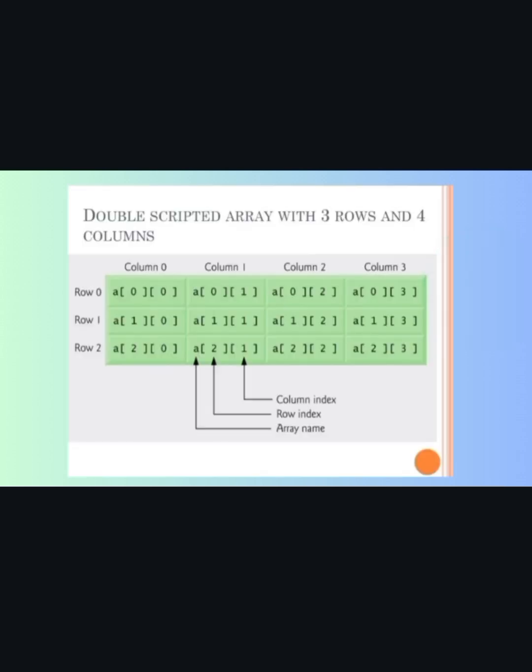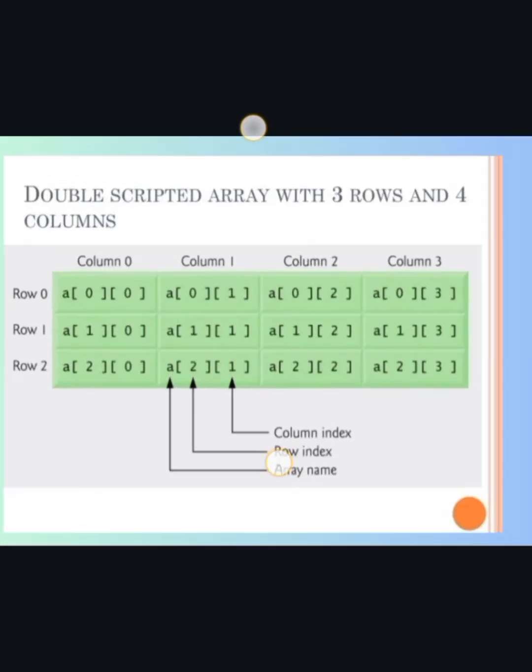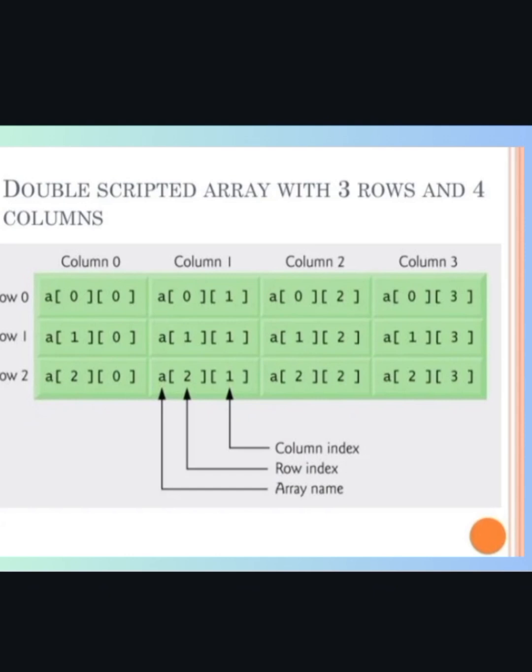This is the chart to understand the arrays. Column 0, column 1, column 2, column 3, where column 3 is the last. The size of the array is 4, with row 0, row 1, row 2. Then A is the array name, 2 is the row index, and the column index is 1.